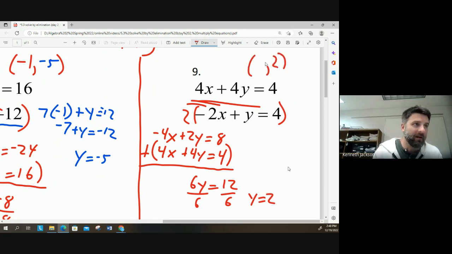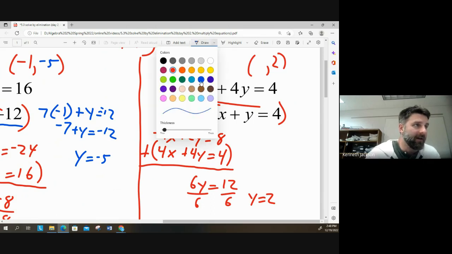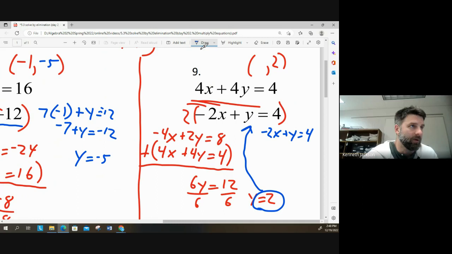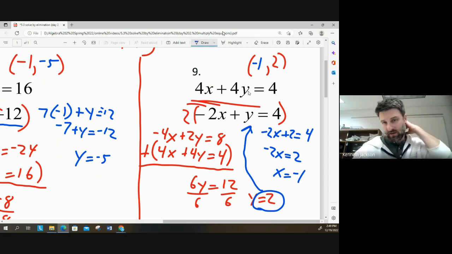Again, that's only half of my answer. I'm looking for the ordered pair x, comma, y. In order to find that x, I do some substitution. Take this y value of 2, and I'm going to plug it into this bottom equation. Negative 2x plus y equal 4. Negative 2x plus 2 equal 4 because y is equal to 2. So that's negative 2x equal 2. To get rid of a plus 2, I can subtract, and to get rid of a times negative 2, I can divide. The ordered pair where those two lines cross is negative 1, comma, 2.